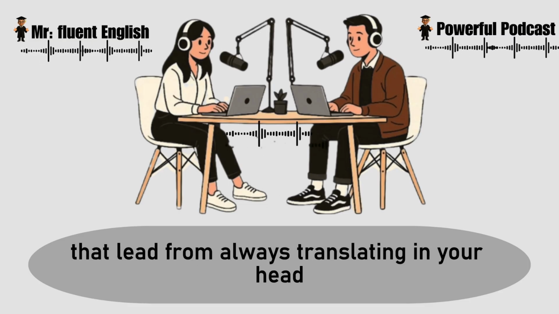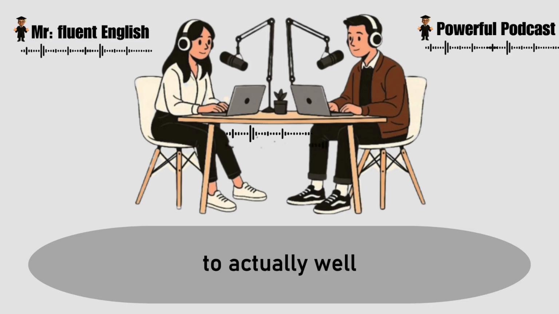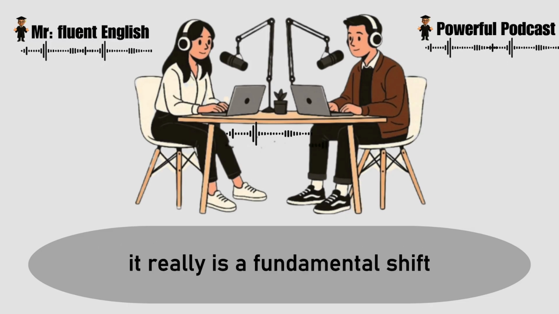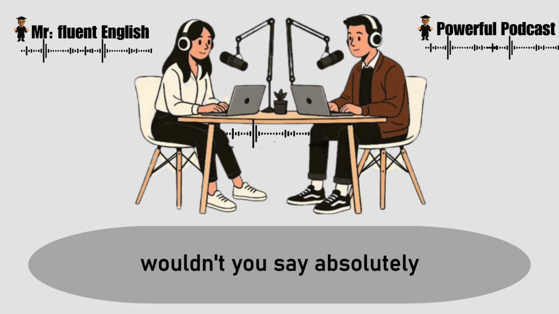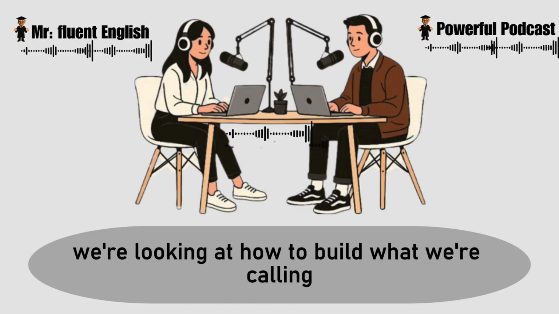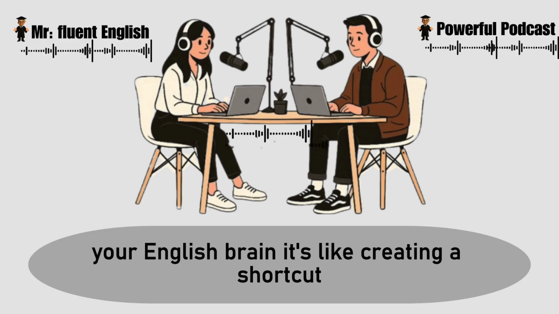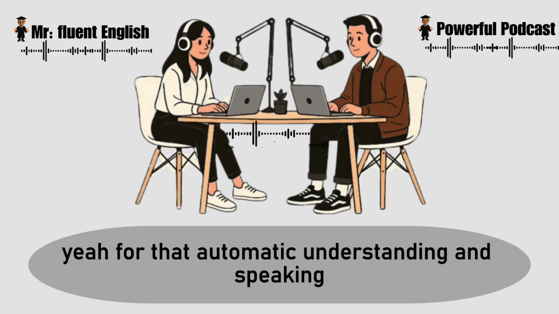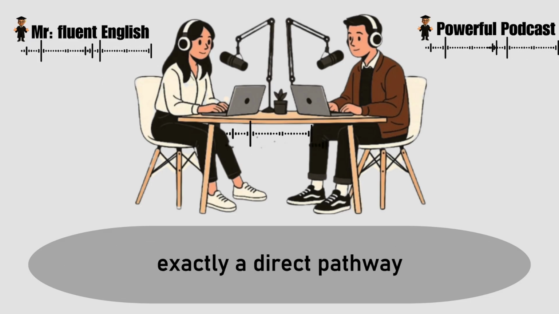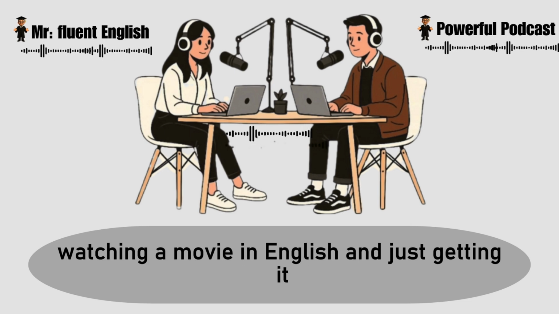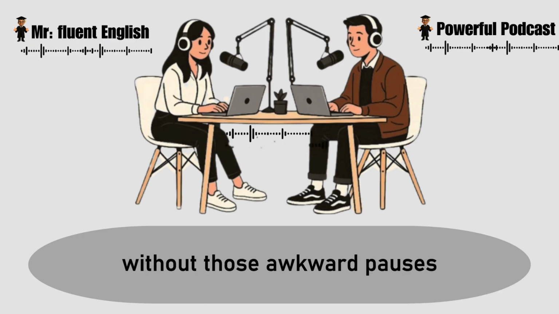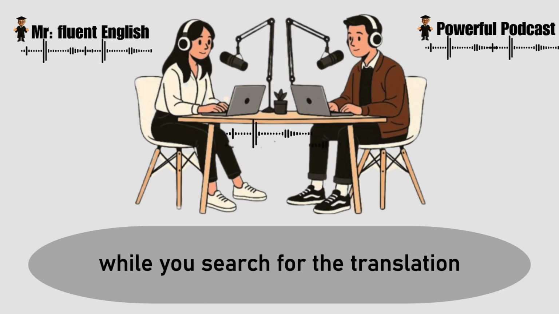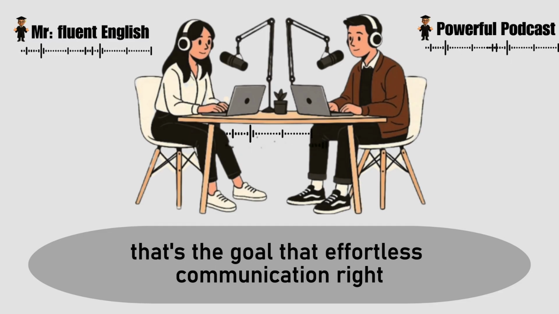Today, we're tackling something huge for English learners. That leap from always translating in your head to actually thinking in English. It really is a fundamental shift, a game changer for fluency, wouldn't you say? Absolutely. We're looking at how to build what we're calling your English brain. It's like creating a shortcut for that automatic understanding and speaking. Exactly, a direct pathway. Imagine watching a movie in English and just getting it. No frantic subtitle reading. Or when you speak, the words just flow without those awkward pauses while you search for the translation. That's the goal, that effortless communication.